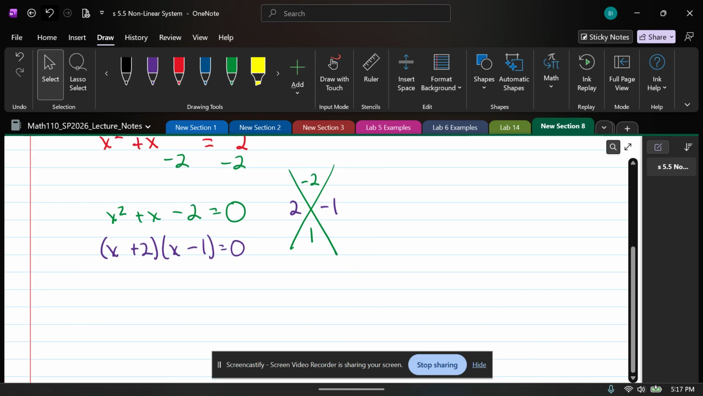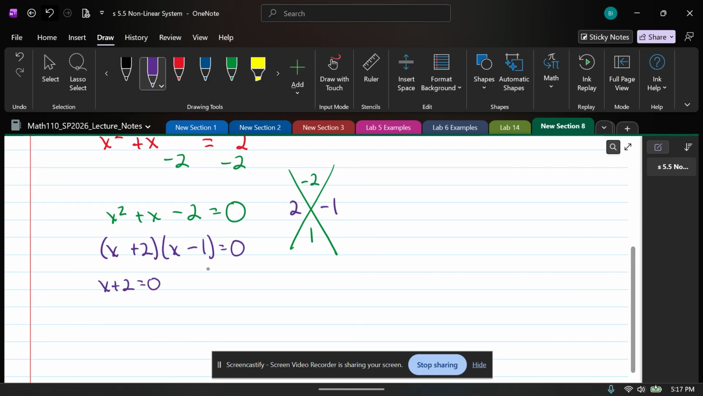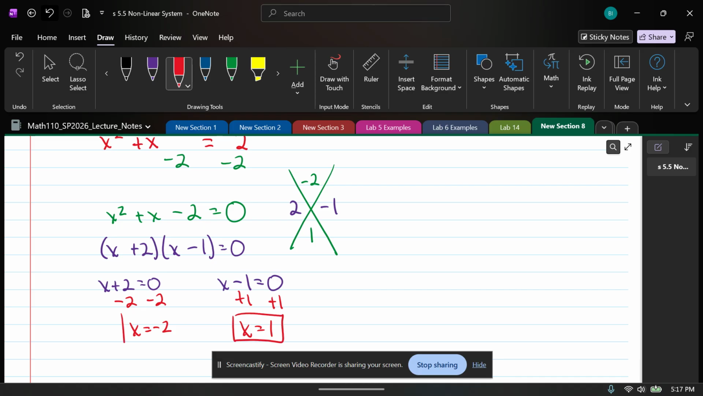Then I'm going to take each factor and set it equal to 0 and get x by itself. Minus 2. So that's going to be x equals negative 2. Add 1. It's going to be x equals 1. I have two x values. I need to find the y values that go with each of those. Okay? So those are my x answers.